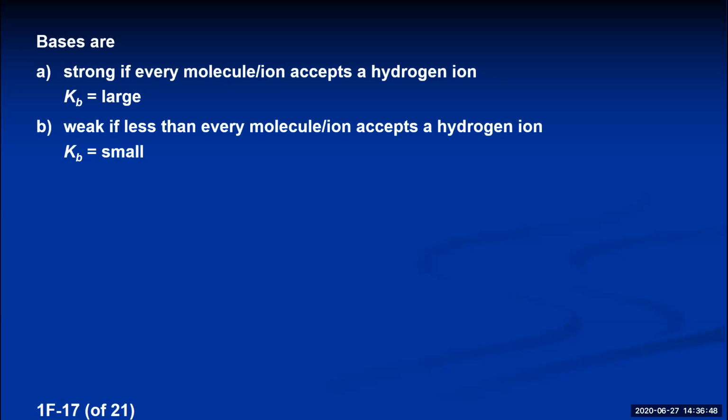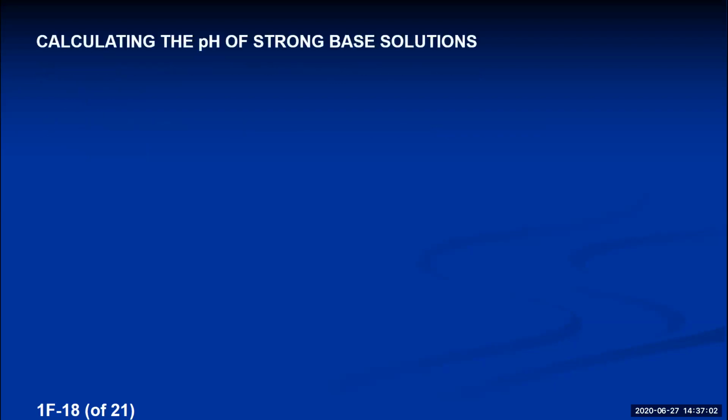And so by looking at Kb values, you can once again just qualitatively judge the relative strengths of different bases. So if we're going to calculate the pHs of base solutions, we need to know if they're strong or weak because the calculation is different for the two. So if you want to calculate the pH of a strong base solution, you assume the base reacts 100%. So we assume complete ionization or dissociation.